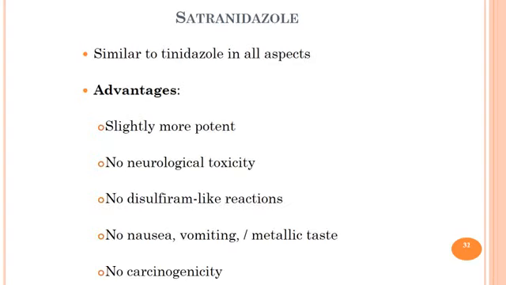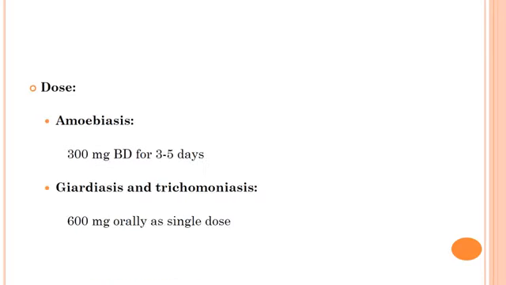Then satranidazole, it is similar to tinidazole in all aspects. Advantages of satranidazole are: it is slightly more potent, no neurological toxicity, no disulfiram-like reactions, no nausea, vomiting or metallic taste, no carcinogenicity. Dose for amoebiasis is 300 mg BD for 3 to 5 days. For giardiasis and trichomoniasis, 600 mg orally as a single dose.